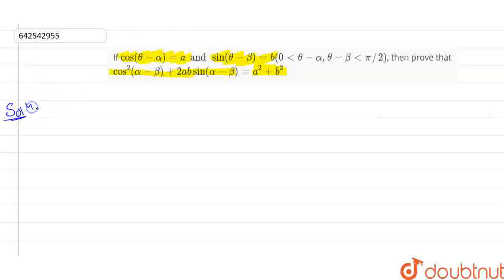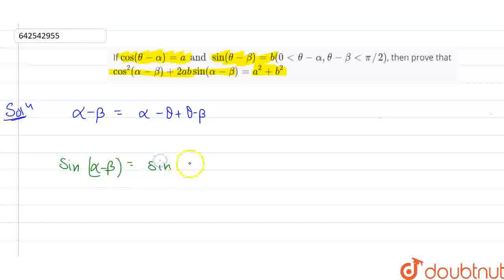So this is my solution part here. Alpha minus beta can be written as alpha minus theta plus theta minus beta. I can write it in this format because eventually the value comes out as alpha minus beta, since theta cancels out. Now if I take sine on both sides, sine(alpha minus beta) is equal to sine of (alpha minus theta plus theta minus beta).